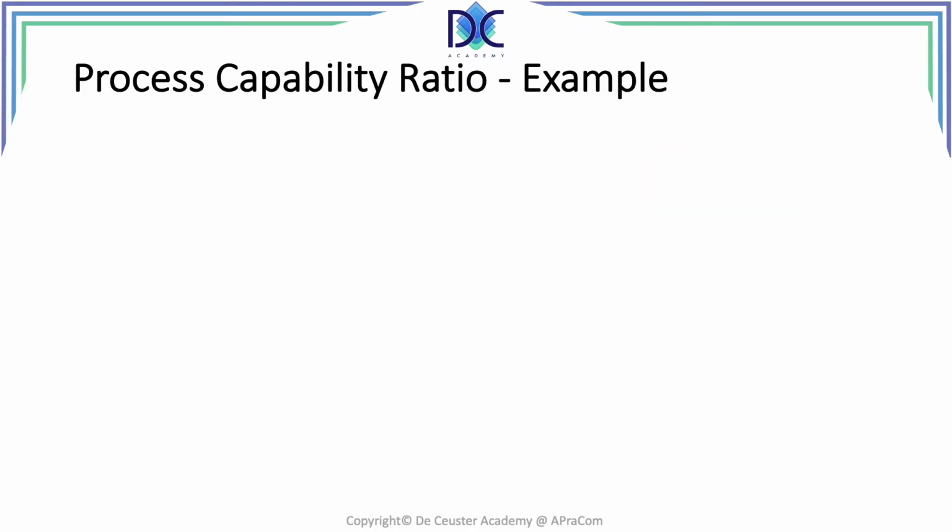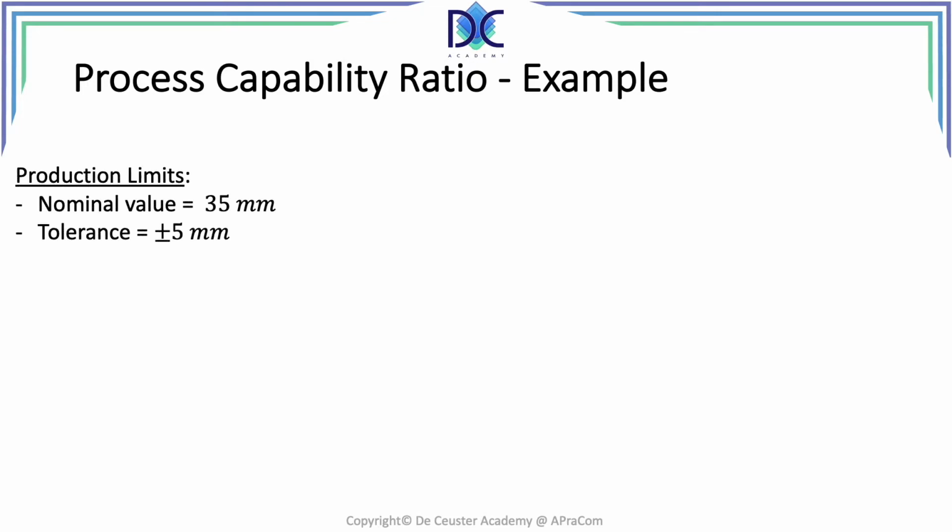We have a process capability ratio example. We have production limits here. The nominal value, what we want to have, is 35 millimeters. Tolerance is plus minus 5 millimeters. I love 5 millimeters. It's easy to calculate.